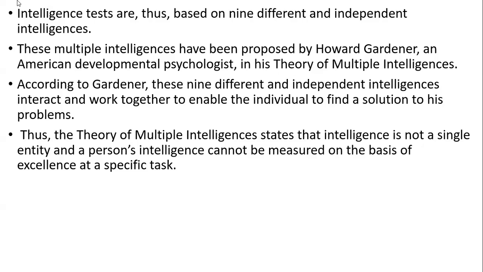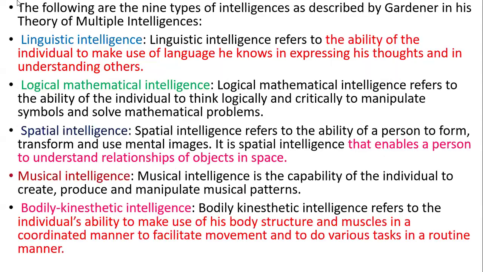A person's intelligence cannot be measured on the basis of excellence at a specific task. We can't just say that if he's only good at logical and mathematical things, he is intelligent. He should be able to do verbal linguistic, interpersonal, body kinesthetic, all these things. Only then can we decide that he is intelligent. Otherwise we can't decide he is an intelligent person, right?